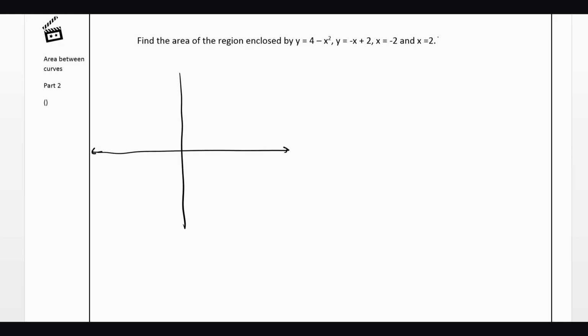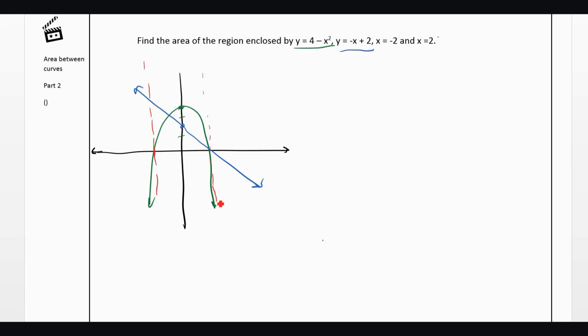So in green I'll do 4 minus x squared, so that has a y-intercept of 4. It's going like this. Okay, and then in blue, I'll do negative x plus 2, which is this line right there. And then we want to go between x equals negative 2, which would be the vertical line right here, and x equals 2, which would be the vertical line right here.